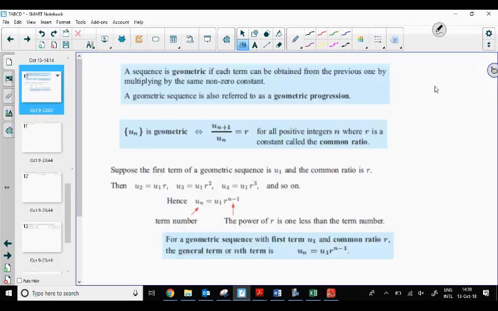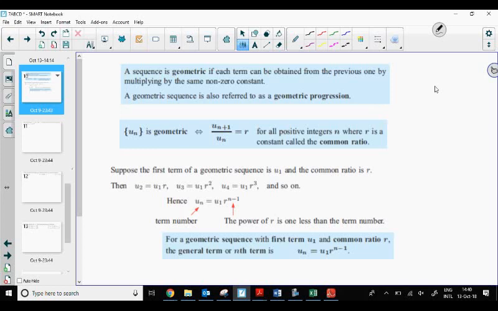That brings us to the next type of sequence that we're interested in this course, geometric sequences. In a geometric sequence, we multiply or divide by the same non-zero constant to get from term to term.